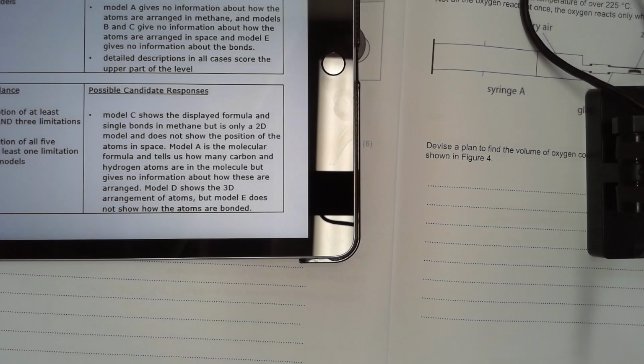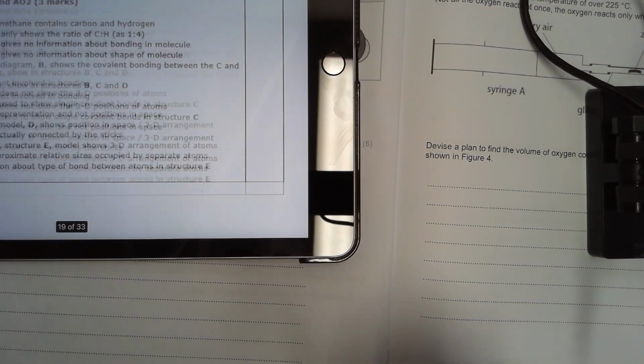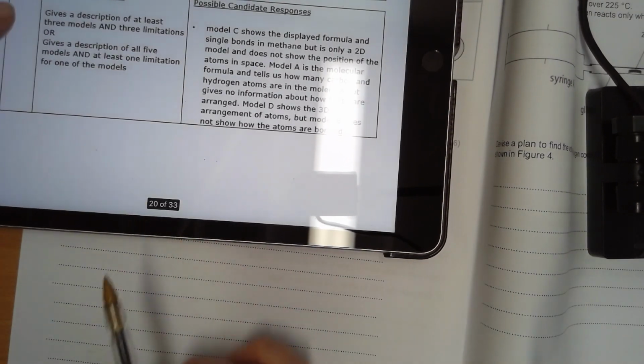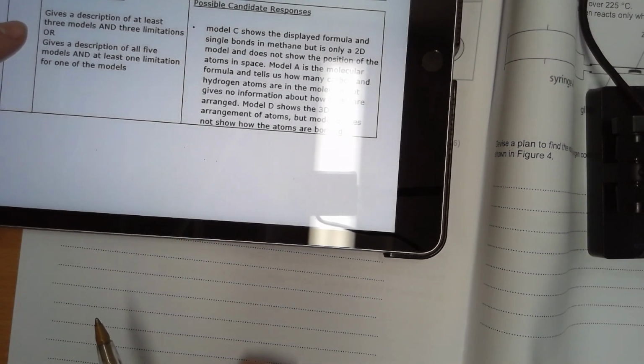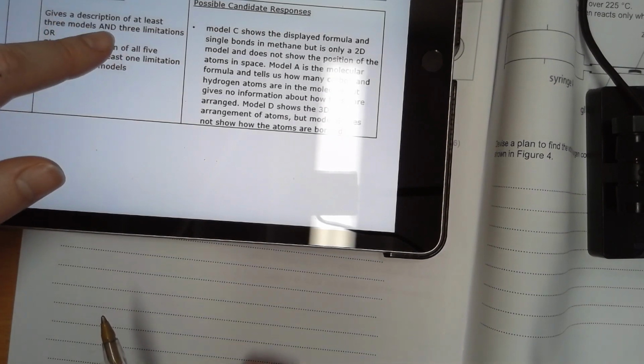So you don't need to talk about each one equally. You just need to say ideally one little statement about each one, or at least one statement about 4 of the models, and you'll be able to get your marks. So it says here, to be in this range, gives a description of at least 3 models. Okay, so there's 5. If you talk about at least 3, you're okay, as long as you're giving limitations of each model you talk about.